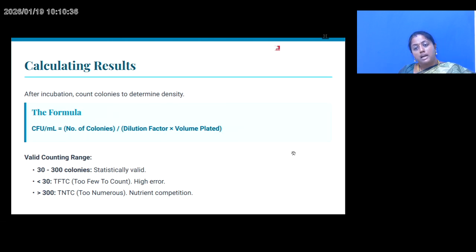If it is more than 300 colonies, nutrient competition is already there, so it is too numerous to count. We can't take it into account for the calculation of CFU.